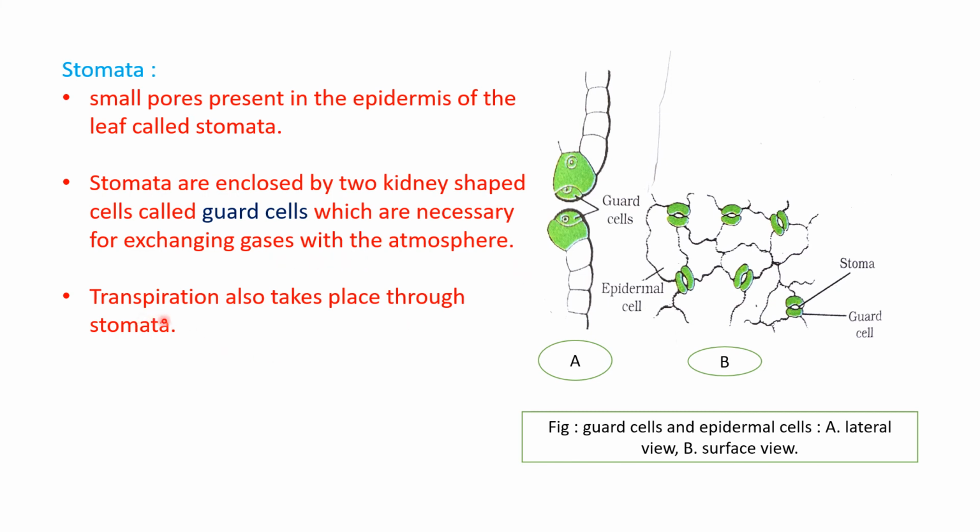Next, transpiration also takes place through the stomata. I already told you these guard cells are responsible for gaseous exchange or water exchange. So water exchange, that means transpiration, and gaseous exchange, that is for photosynthesis or for the plant to live, for that reason gaseous exchange is required. So that is happening through the stomata, and these are the guard cells. These are guarding. When these are closed, the gaseous exchange is not happening. When it is open, the gaseous exchange and the water exchange are happening.